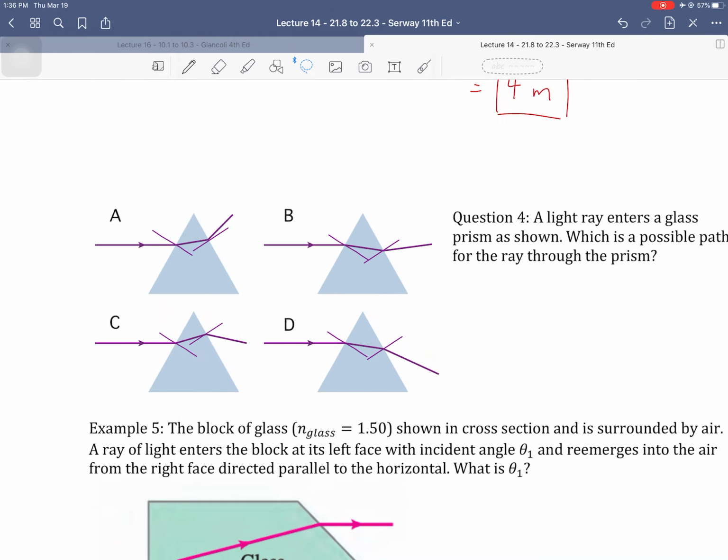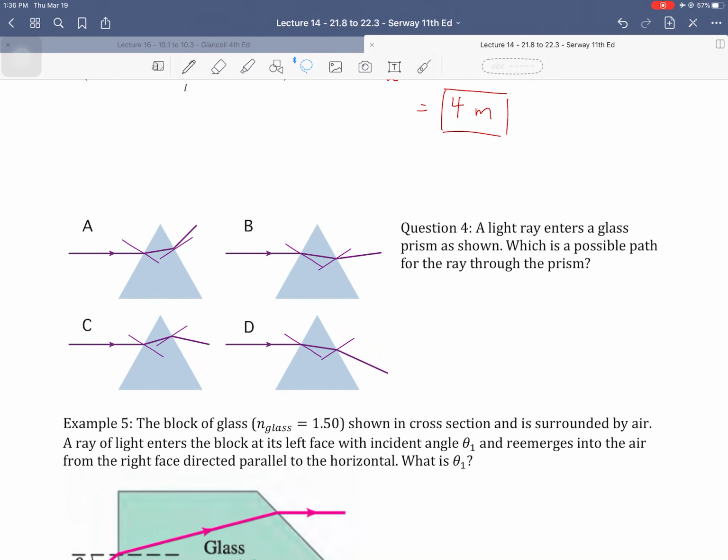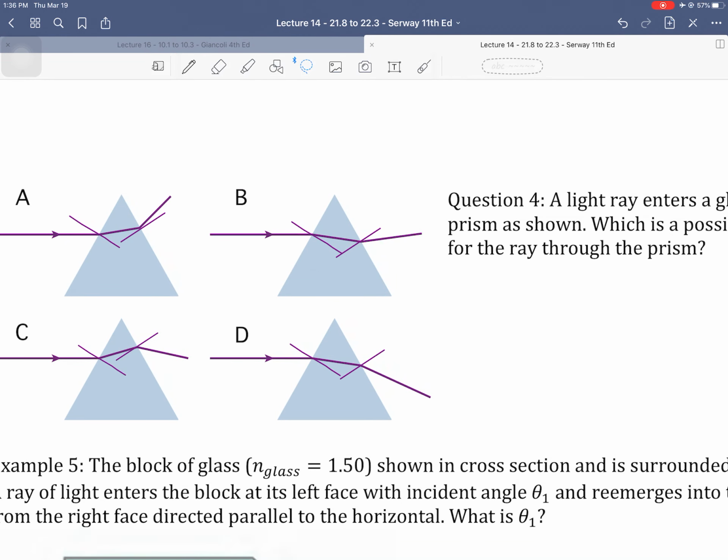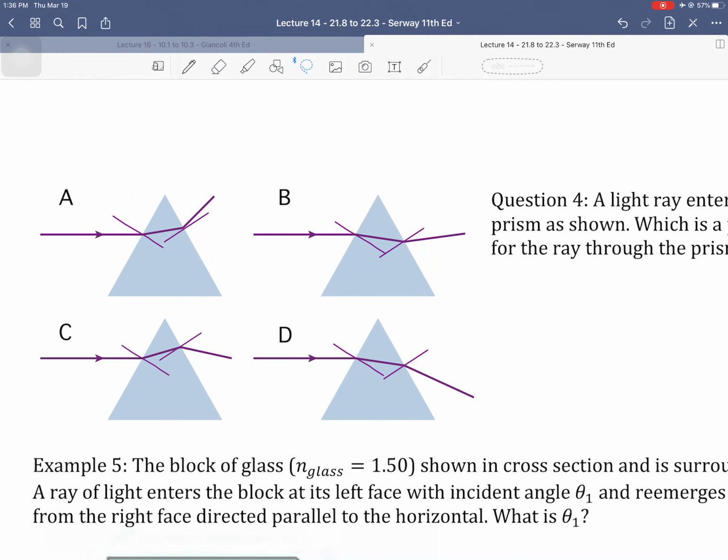Okay, so we're told that it enters the glass, then which is the possible path? That means that when it enters the glass, it has to bend towards the normal because it's going from air to glass. It's going from a higher speed in the air to a lower speed in the glass, from an index of refraction of 1 to an index of refraction greater than 1 in the glass. So in which of these cases, A, B, C, or D, do we have the light ray bending towards the normal?